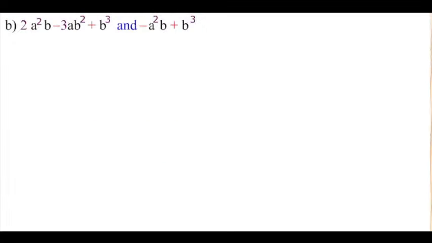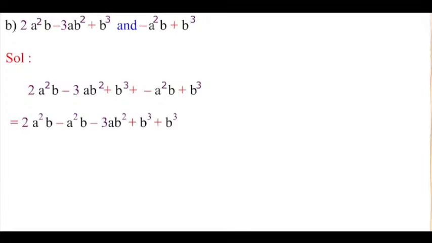B, 2a squared b minus 3ab squared plus b cubed and negative a squared b plus b cubed. Solution: 2a squared b minus 3ab squared plus b cubed plus negative a squared b plus b cubed equals 2a squared b minus a squared b minus 3ab squared plus b cubed plus b cubed equals a squared b minus 3ab squared plus 2b cubed.